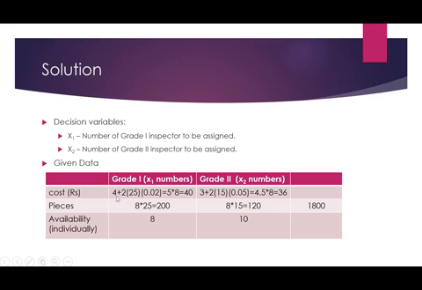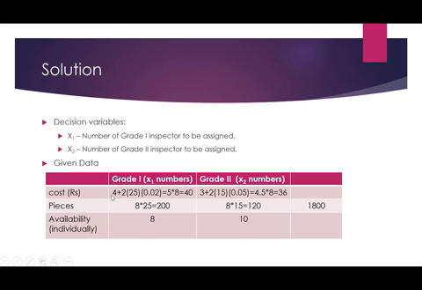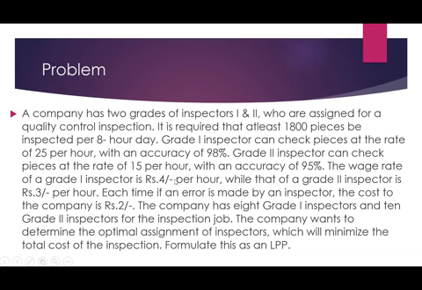See here, 4 rupees is the wage per hour, right? For every 1 hour, the wage is 4 rupees. So 4. And 2 rupees is being cut for every mistake. So how many pieces is he checking for 1 hour? 25 pieces. How much is being cut? 2 rupees.